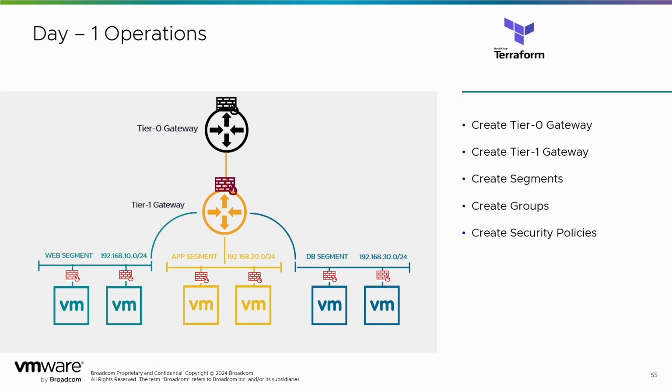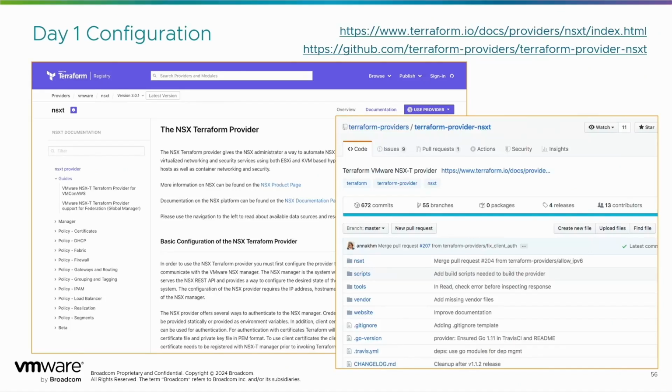Let's take a look at some of the day one operations that can be done with Terraform. So we can create a tier 0 gateway, create a tier 1 gateway, create segments, create groups, and create security policies, all within one manifest. We have Terraform do a plan, and then finally an apply, and once that's all created, all of these components are going to be created within the NSX Manager all in one go. All the day one configuration options and many more are all documented within the Terraform provider. Please go to the website and you can find updated information on all the different resources that can be created.